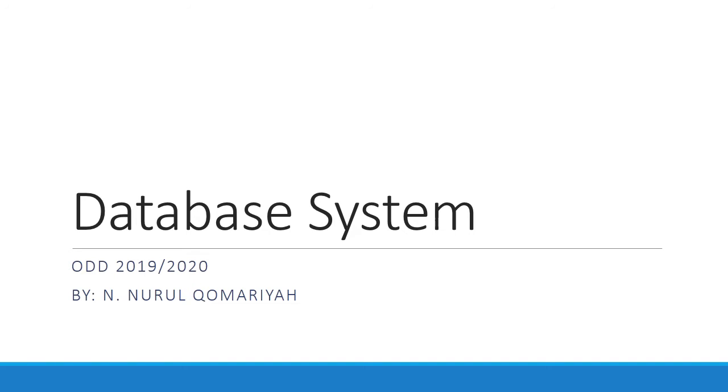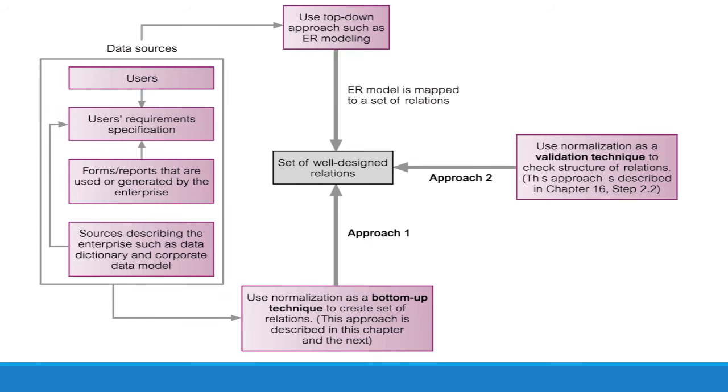Okay everyone, so I'm going to talk about one topic of the database system courses, which is normalization. Normalization is a bottom-up technique to create sets of relations. I would like to explain the process, how we start from gathering the user requirement specifications.